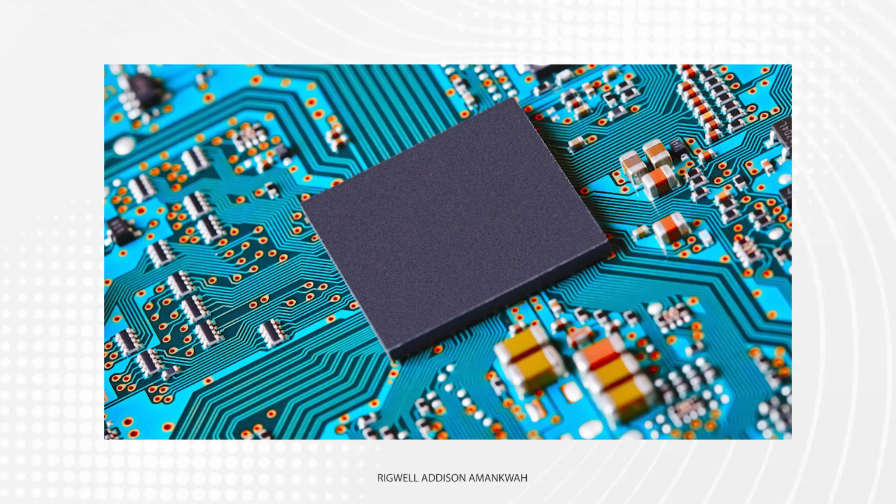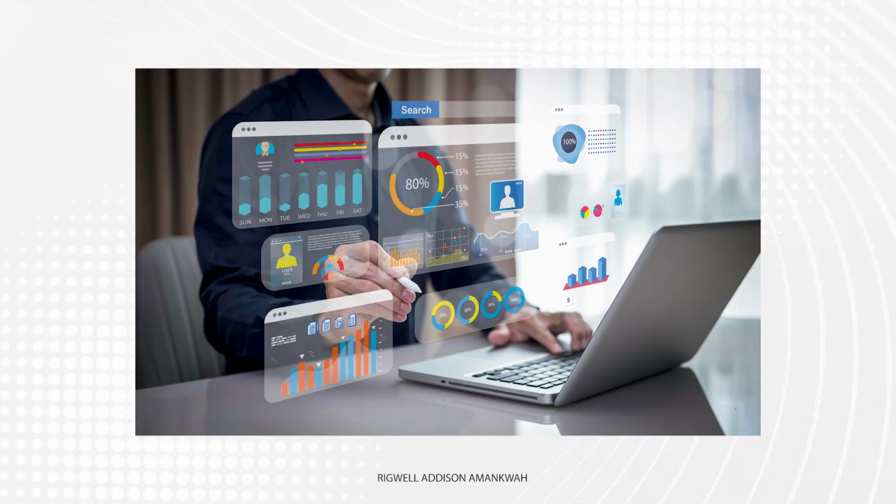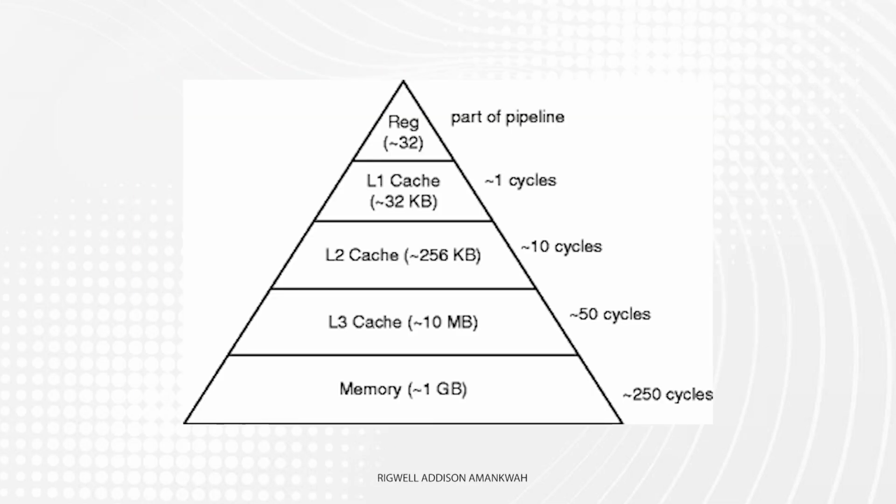Caching in computer architecture is a fundamental technique used to improve system performance by reducing the average time it takes to access data. It works on the principle of locality of reference, meaning that programs tend to access the same data or data in nearby locations repeatedly over a short period of time. Now, this is how it generally works.